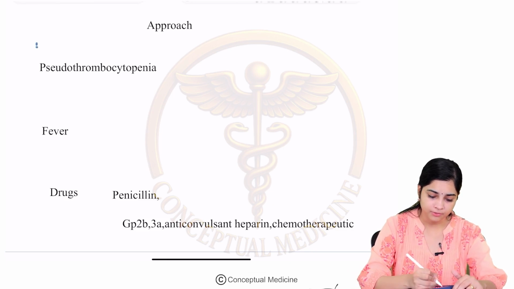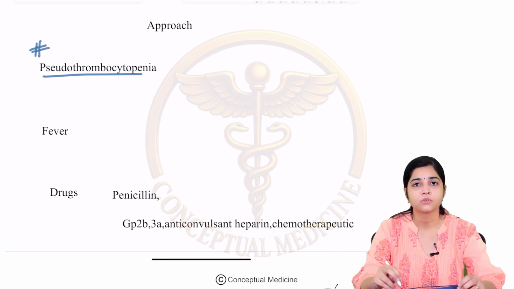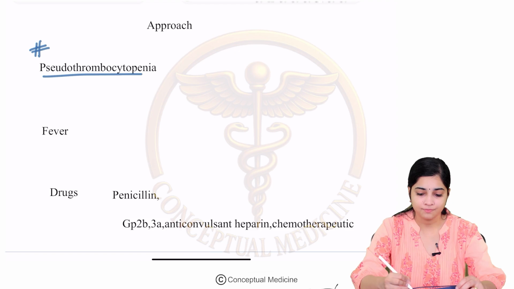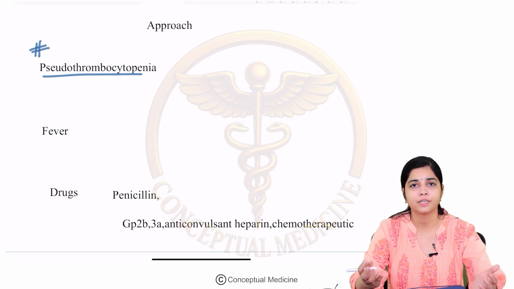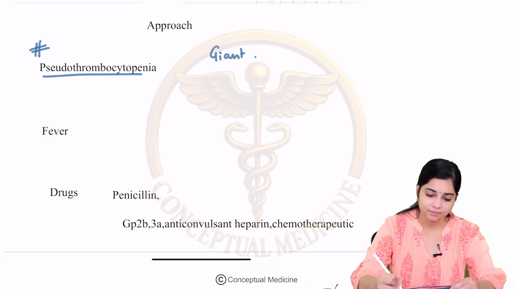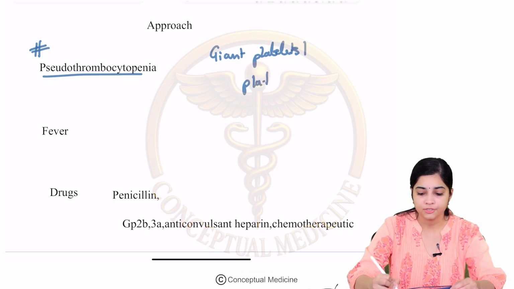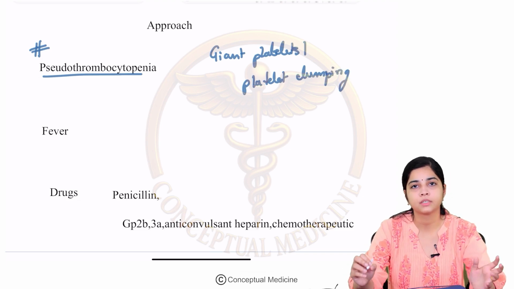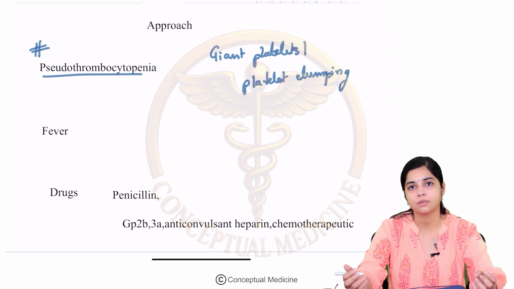First and foremost, you will have to rule out something called pseudo-thrombocytopenia. When does this happen? When you do a machine reading, there is a decrease in the count, but if you do a peripheral smear, you will find that the platelets are actually normal. This happens in conditions like giant platelets, or if the patient is prone to platelet clumping. Multiple platelets put together are read as a single platelet and hence the counts appear reduced.